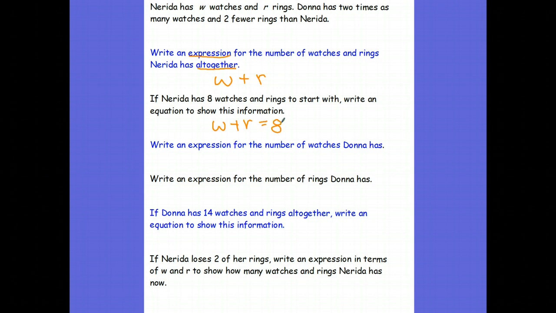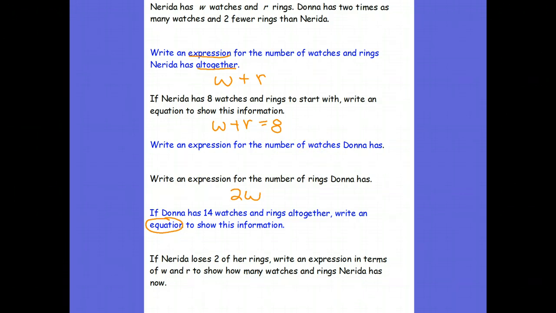What about an expression for the number of watches that Donna has? Well, she has 2 times as many watches as Nerida. If Nerida has W watches, Donna's going to have 2 times W, which we just write as 2W. Okay, in the next question, we're asked to write an equation. So we know the total number, write an expression for the number of watches that Donna has is 2W.